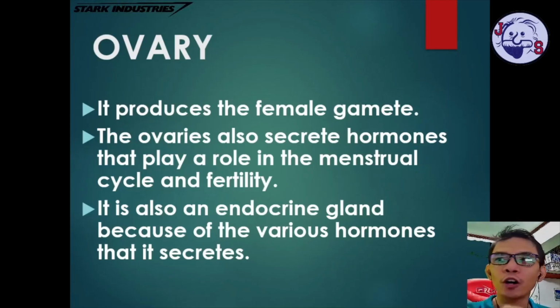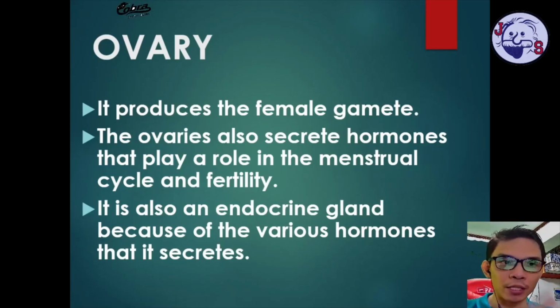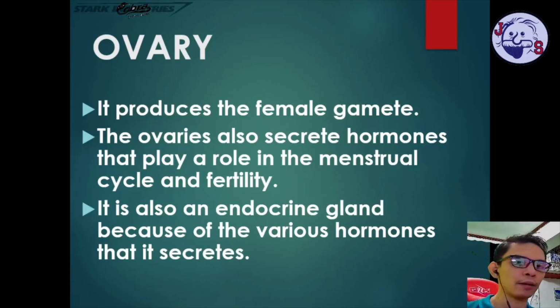So what are the two hormones secreted by the ovary? We have the estrogen and we have the progesterone. The estrogen is produced by the follicles in the ovary, and it triggers the production of the egg. The progesterone is produced by one organ in the ovary, which we will talk about later, and that hormone is used during pregnancy. That is the progesterone, which is included in my endocrine system video lesson.